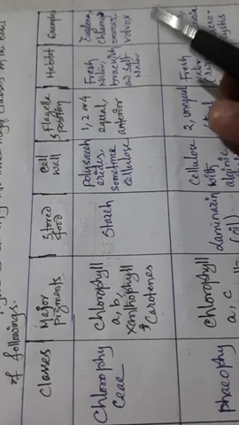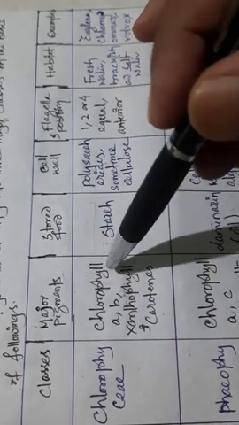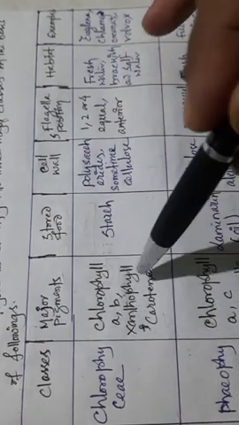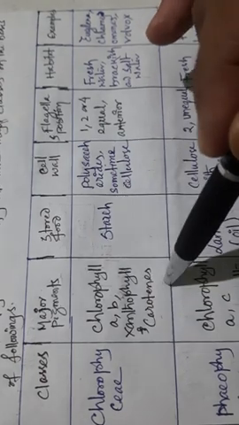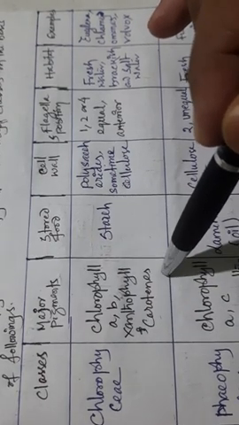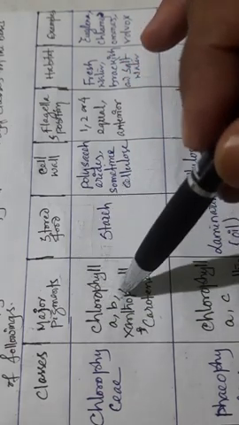Coming to the first class, which is called Chlorophyceae. What are the major pigments? Chlorophyll A and chlorophyll B. With that, xanthophylls and carotene are present in small quantity, but the abundance is of chlorophyll A and chlorophyll B.